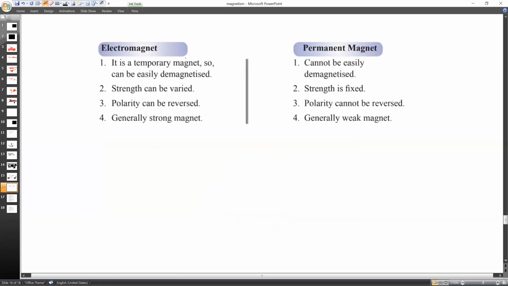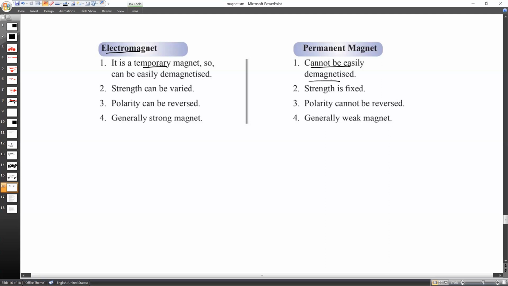Now you know the difference between the electromagnet and the paramagnetic: their polarity can be reversed. Just note down the important points only, the things that you are not aware of. This is temporary. This can be easily demagnetized.